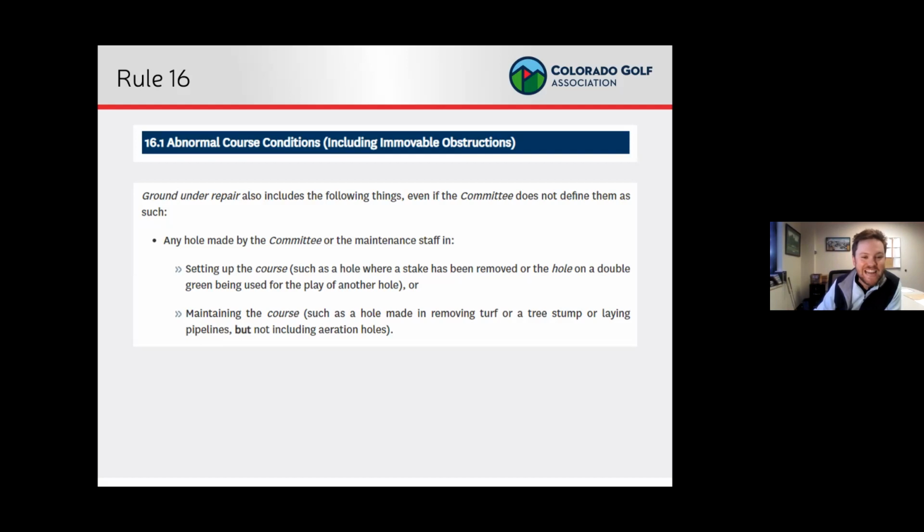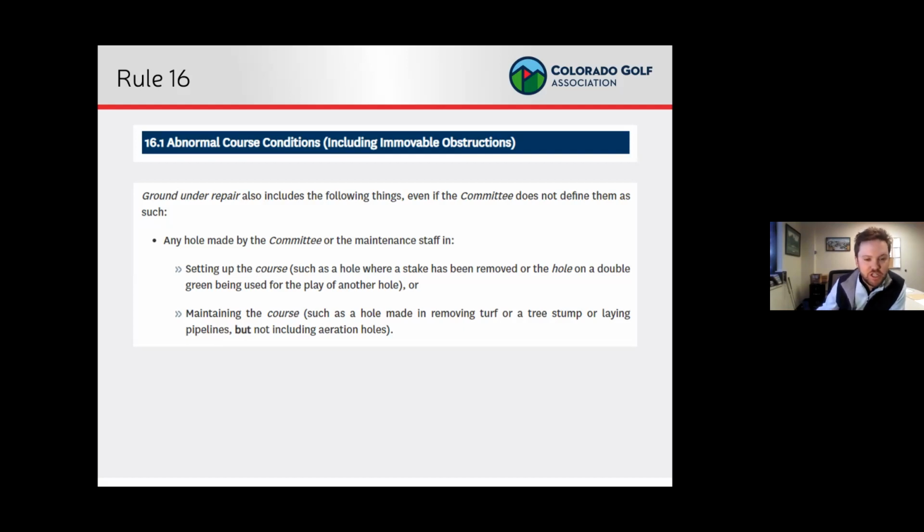The second part is maintaining the course, such as a hole made in removing turf or a tree stump or laying pipelines, but not including aeration holes. So if there are workers fixing a sprinkler line and, say, they leave for lunch and their work is still there and you hit into it, that's a hole made by maintaining the course. When you have aeration holes, that's just a general condition of the course, in the same way you can't repair those like we saw in Rule 13 on the putting green, because it's the natural condition of the green.